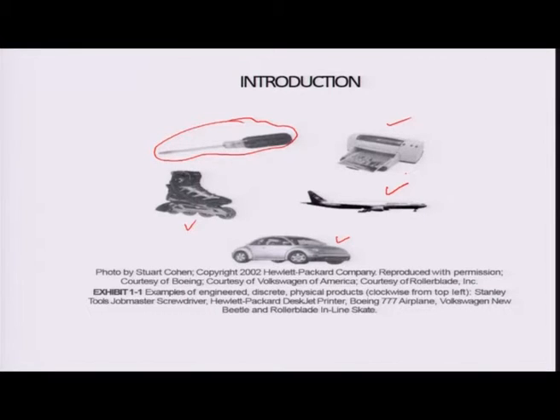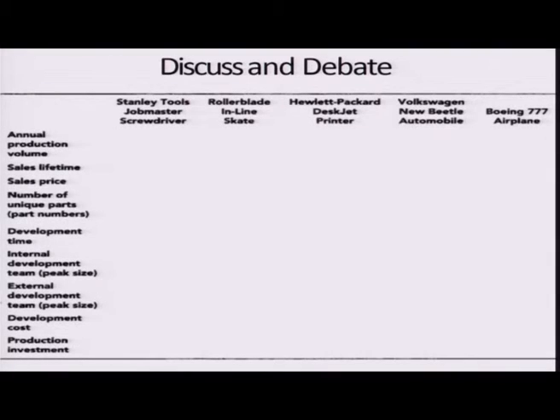So, these are all products from different size ranges and different market segments, and if you were to look at some quantitative basis to classify such products, we can classify them in terms of their annual production volume, maybe overall sales lifetime, sales price, the number of unique parts in such a product, and again development time. So, the internal development team, or the peak size of the team, is related to how many people within the organization are involved or associated with the product development.